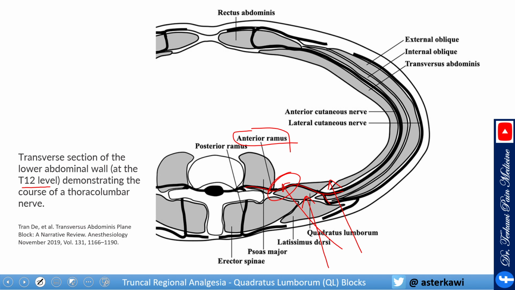Not only that, because of the fascial plane between the QL muscle and the psoas muscle, if you use enough volume, this will migrate up and medial, as you see here, and you can have some paravertebral block, or even sympathetic block.